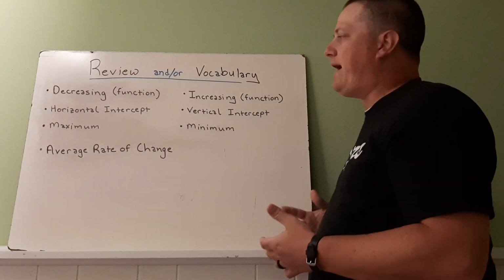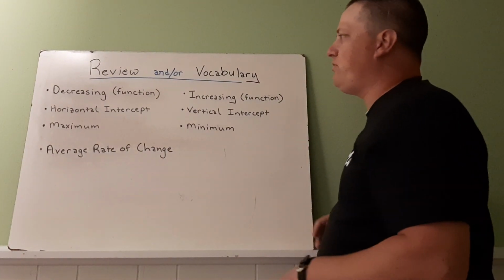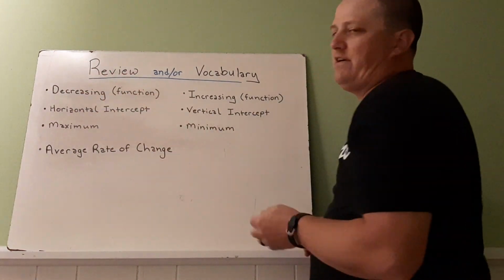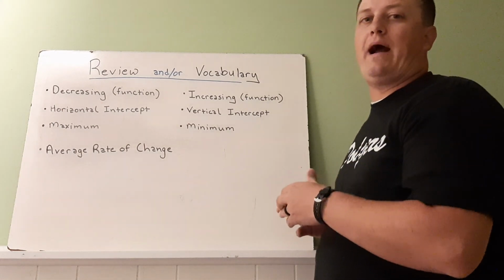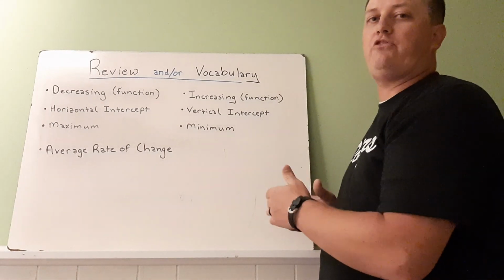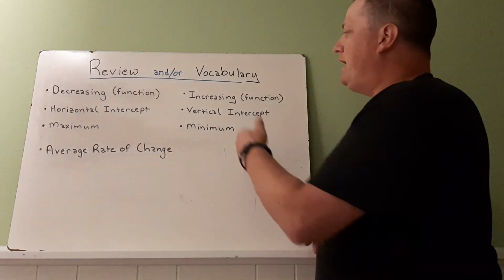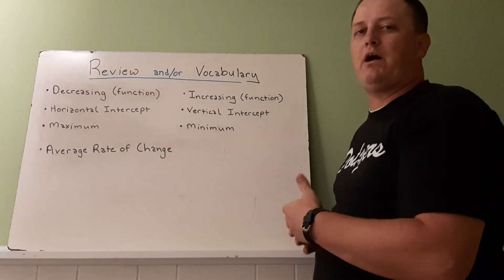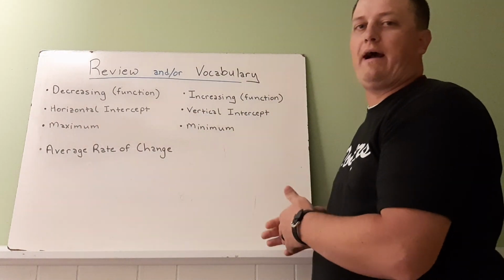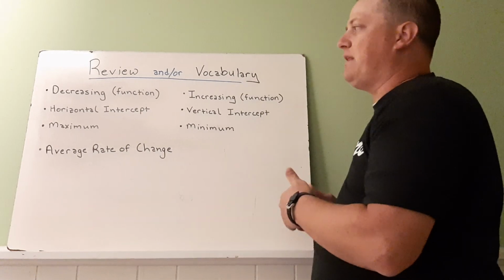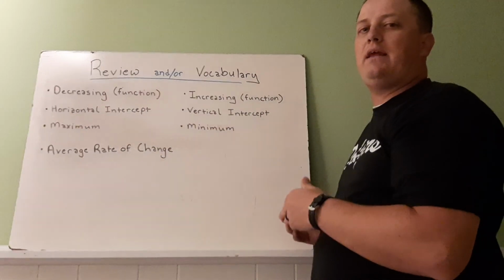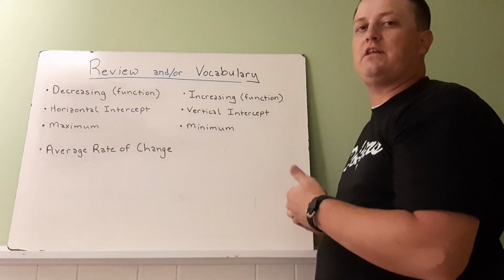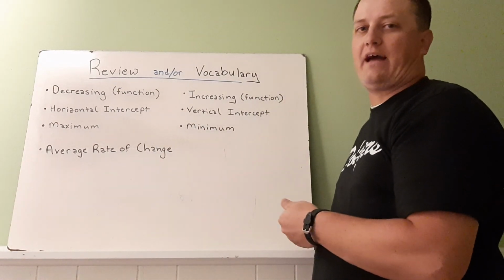All right, our vocabulary here hasn't changed. We still have decreasing function: anywhere on a function where the graph is going down as you move from left to right. Increasing function: anywhere on a graph where the graph goes up while moving from left to right. Horizontal intercept: any place where the graph crosses the horizontal or x-axis.